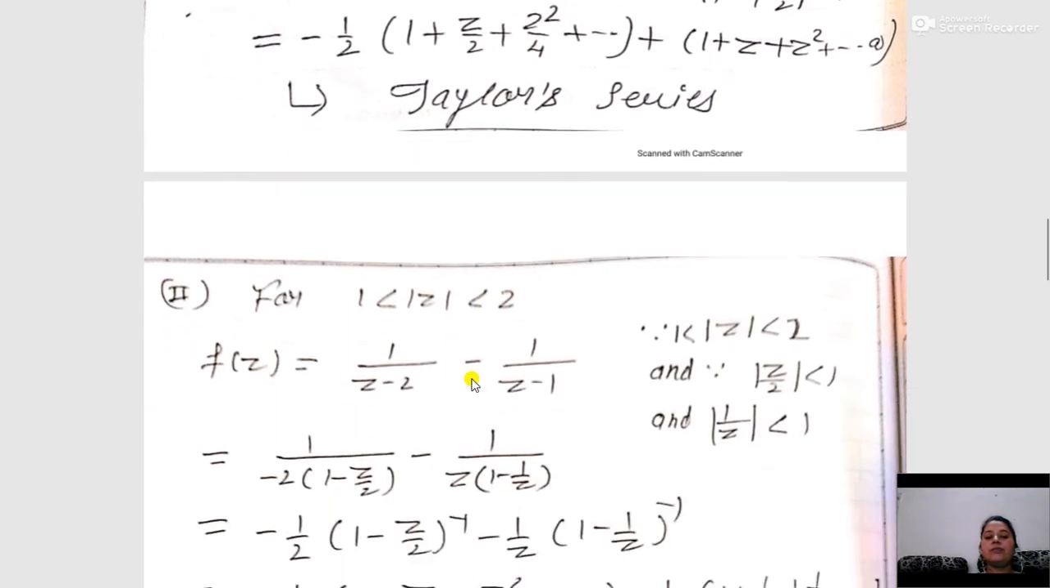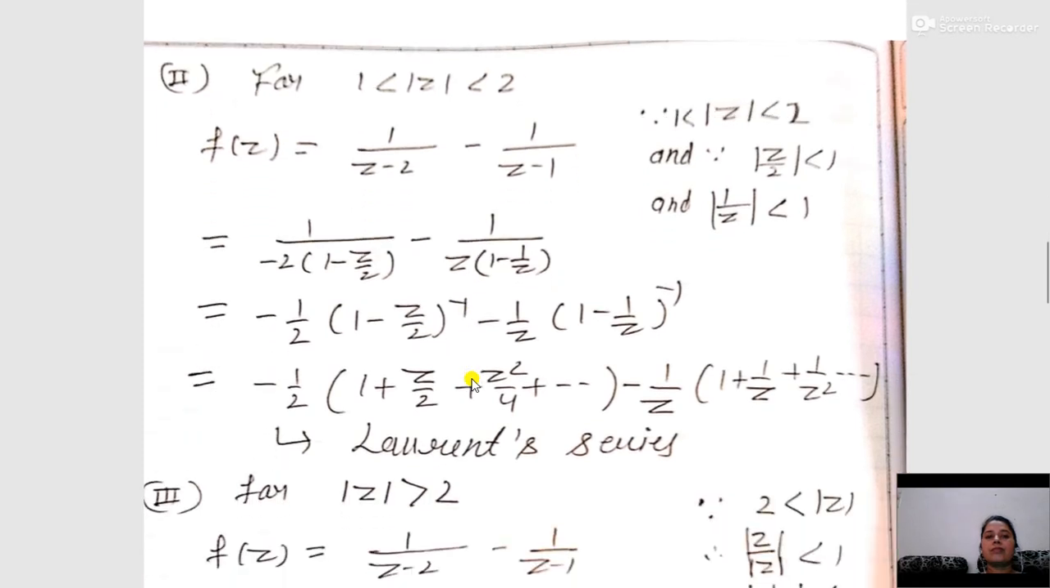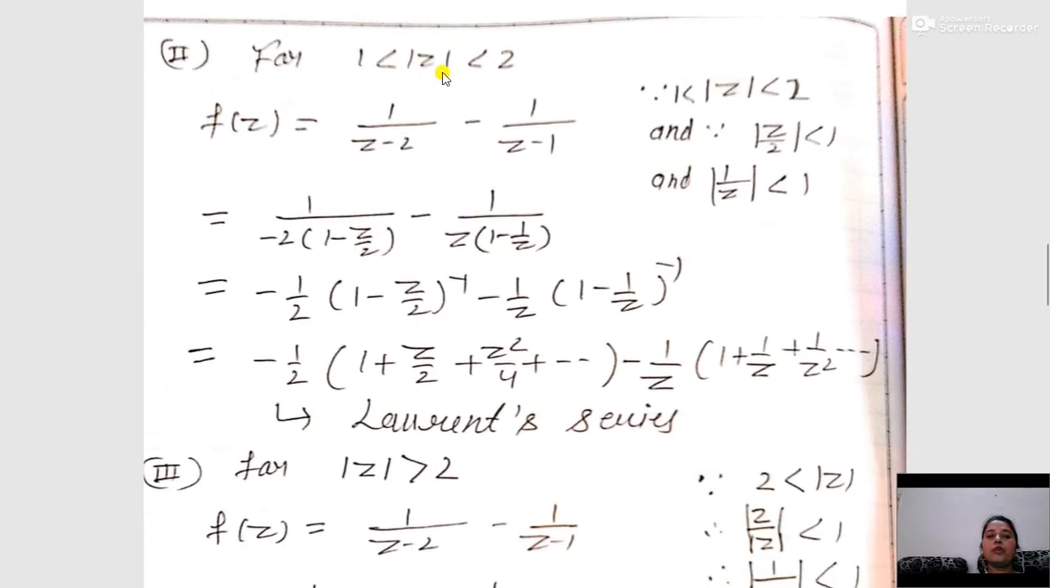Next region, for the region mod z greater than 1 and less than 2. Since our f of z is 1 upon z minus 2 minus 1 upon z minus 1. So consider this term. Since mod z is greater than 1, if I take z as common, this will be 1 minus 1 upon z.